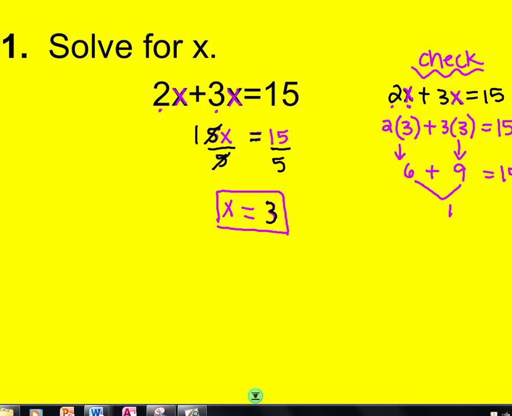So it's nice. You kind of get to play teacher in a way when you do your checks, because you can grade yourself and tell yourself whether it's correct or not, and to go back and fix it if it's necessary. So this is the correct answer. 15 is equal to 15. Everything checks out. I can move on to my next problem.